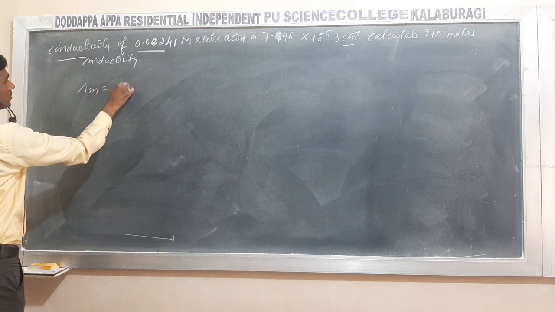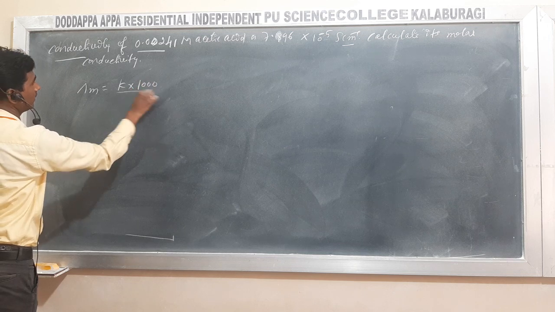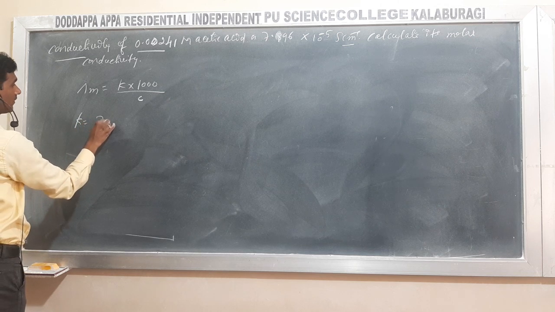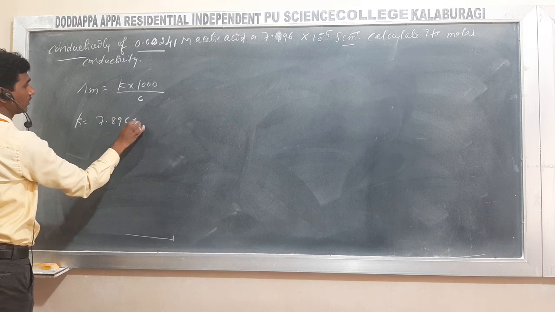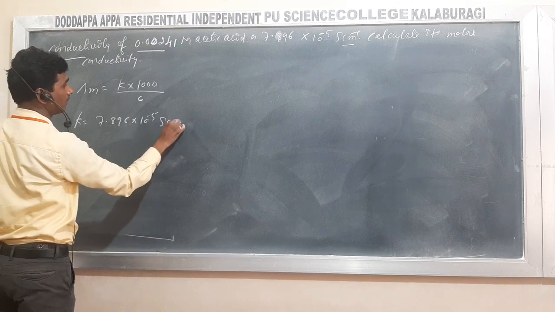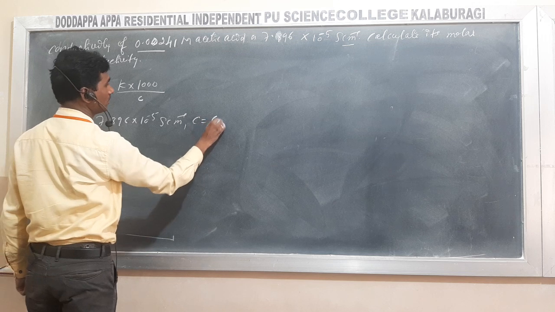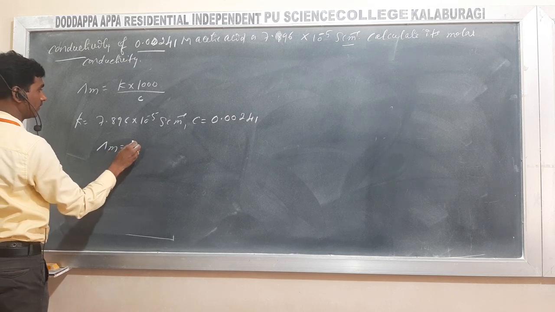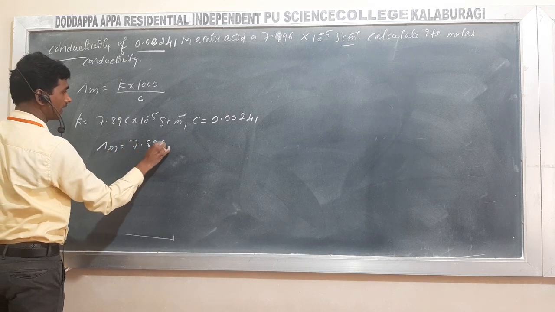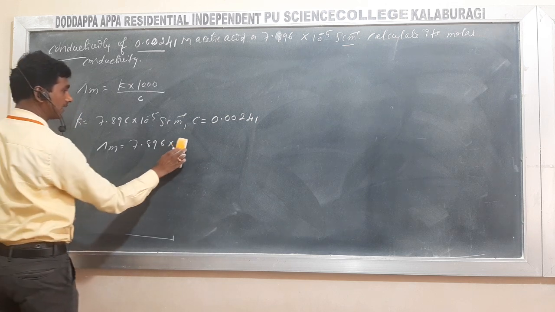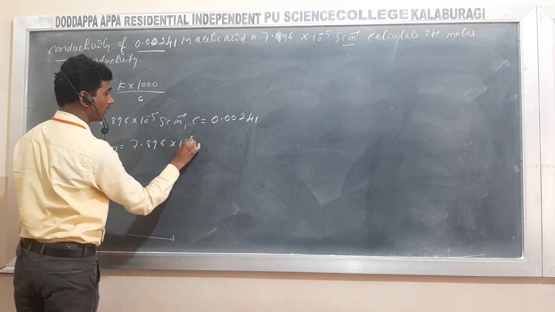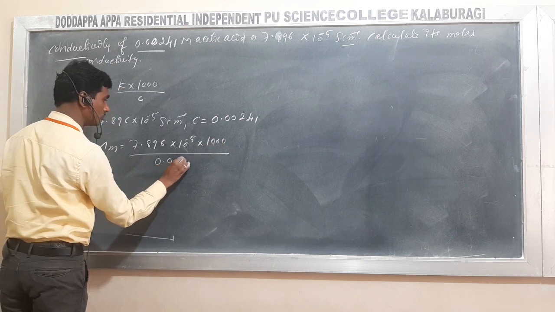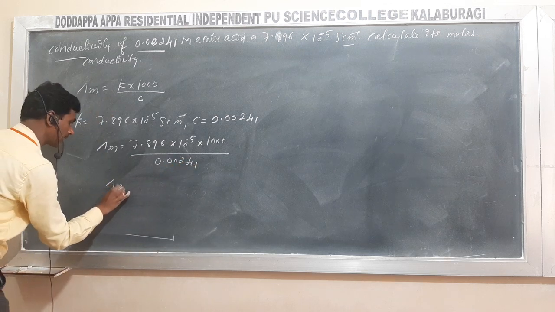Molar conductivity is equal to conductivity into 1000 divided by concentration. What is the conductivity? The conductivity is given as 7.896 into 10 to the power of minus 5 Siemens per centimeter. The concentration is 0.00241. So to find the molar conductivity: 7.896 into 10 to the power of minus 5 into 1000 divided by 0.00241.